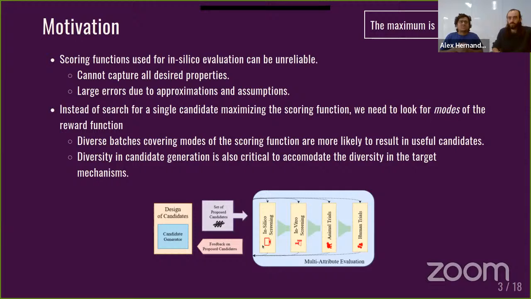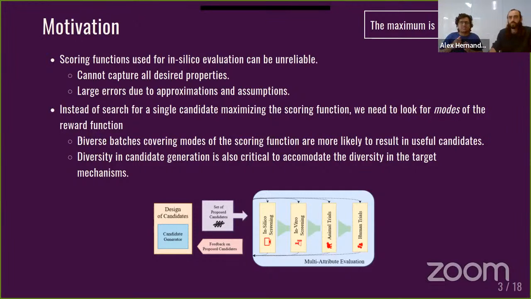So traditional methods which do these in silico screenings focus a lot on finding a single best candidate, which can, let's say, maximize the scoring function. But what these techniques miss out on is that since the scoring function is unreliable, you don't necessarily want just a single maximum. You don't want to put all your money in a single basket. You want to essentially capture the modes of your reward function, in the sense that you want a set of candidates which is very diverse.